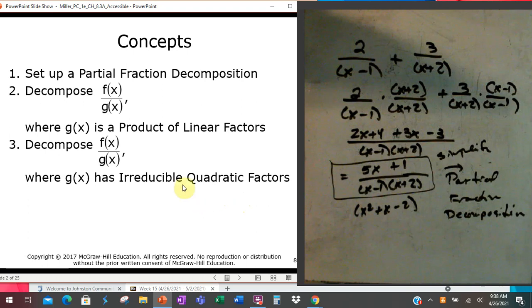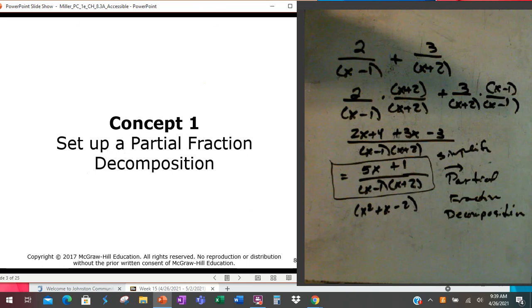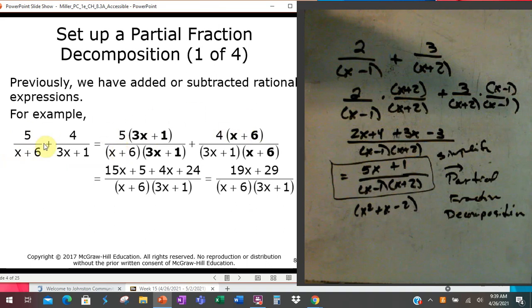Okay, so here are two things. G of x is a product of linear factors or irreducible quadratic factors. This we can go down into linear. So we need to try to factor it to start with. Okay, so set up a partial fraction decomposition. Here is the method.